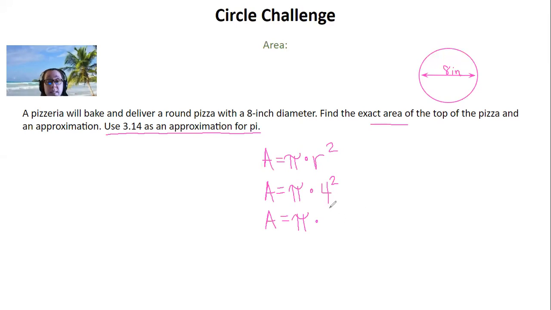So 16 is 4 squared. Again, this is the same as pi times 4 times 4. So definitely 16 times pi. And now the problem is telling me to use 3.14 for pi. So instead of pi, I'm going to change it to 3.14.